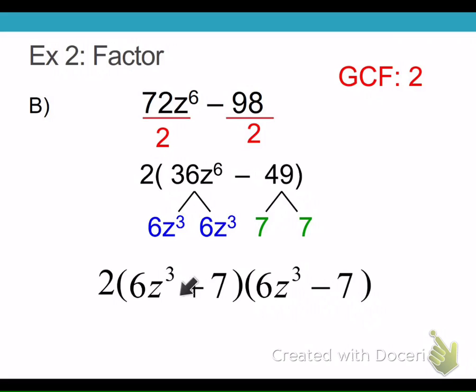Now, how could I check to see if this is actually right? You're going to double distribute and then distribute the 2 and see if you end up back where you started.